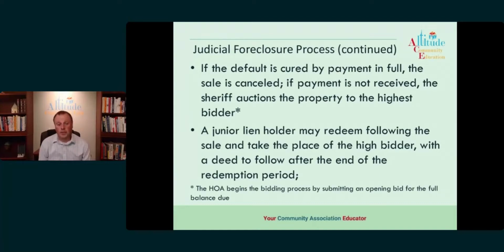In terms of the priority lien holder, the first bank, their lien is not going to be wiped out at all. They still have the ability to go through with their own foreclosure, which we talked about a little bit briefly earlier.